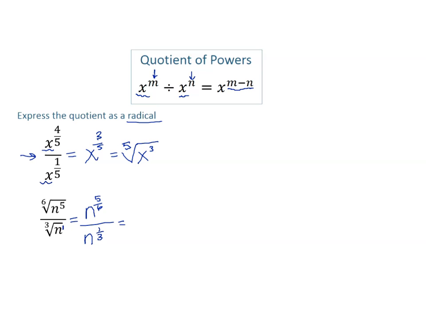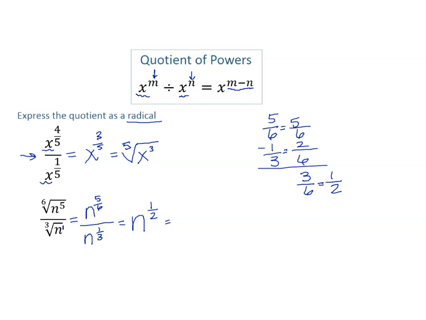Now, in order to divide, I'm going to use my quotient of powers property, which means I'm going to subtract the exponents. I'm going to do it over here off to the side. 5/6 minus 1/3, common denominator, rewrite my fractions, and then subtract. And 3/6 can be reduced to a half, so I would get n to the 1/2.